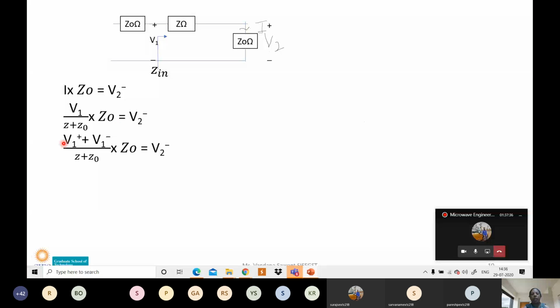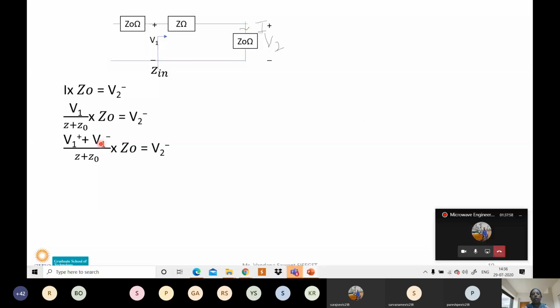V1 plus is an incident signal, and V1 minus is the reflected signal at port 1. Now why do the reflections take place? Because if there is a small mismatch of the impedances in a high frequency circuit, there will be large back reflections of the signal. Whatever signal is supplied at the input will not all flow towards the output.